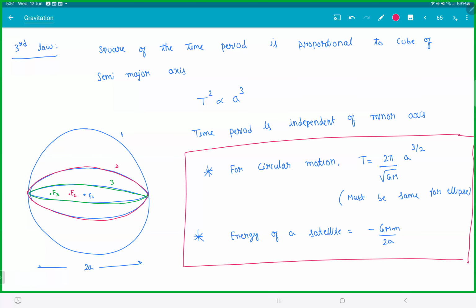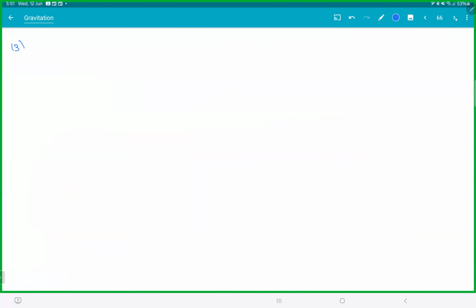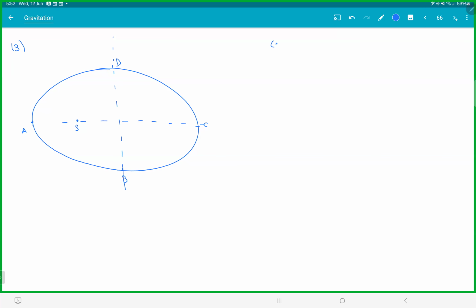Let's see a question. So we have an ellipse and this thing is going in an orbit. So S is the sun, this is A, this is B, C, and D. Compare time taken. So time taken from DAB and BCD. Basically, equal to, greater than, less than.